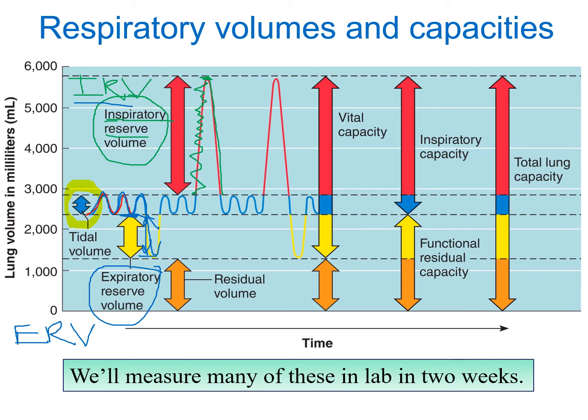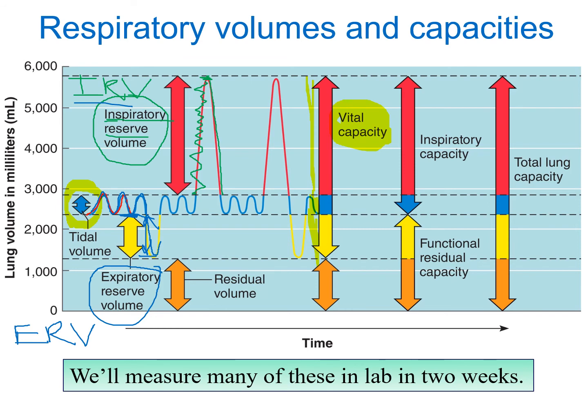If one takes the IRV and adds to that the tidal volume and the expiratory reserve, we'd have something called the vital capacity. So vital capacity is IRV, TV, and ERV. It's the sum of all of those three separate volumes.